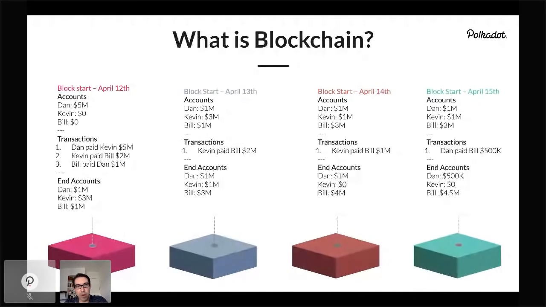As the days move on, we see all the transactions, and anybody can replay this blockchain and see at the end that Dan has 500,000, Kevin has $0, and Bill has 4.5 million, which would be very nice for me. But anybody can do this. Anyone can look. This is all public, and nobody can go back and try to change things.